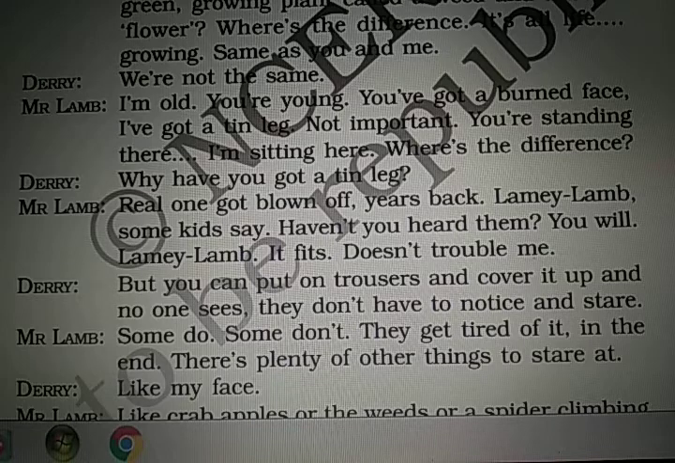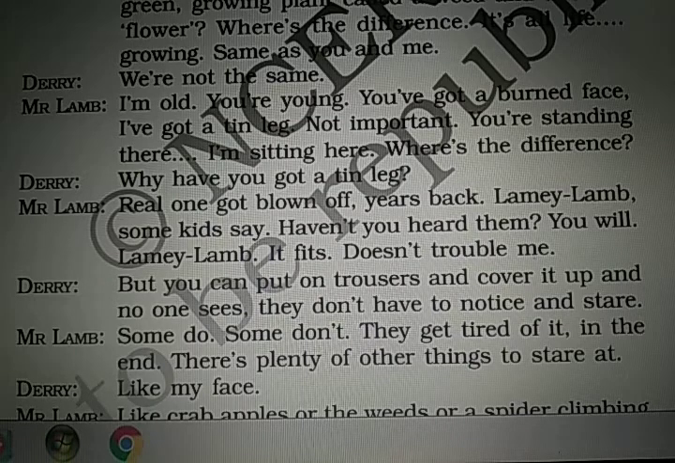Lamey lamb, some kids say. Some kids call me lamey lamb. It fits, does not trouble me, and it fits me because I am lame. Daddy says, but you can put on trousers and cover it up, and no one sees. They don't have to notice and stare. And Daddy has his own excuse to present. He says, his thoughts are different.